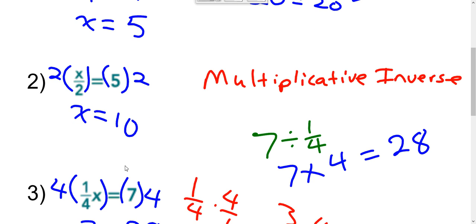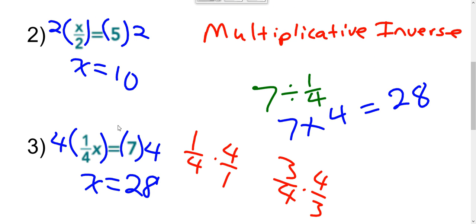All right, then we look at one with a fraction. Now, we could divide both sides by 1/4, all right? And that would basically end up being a 7 divided by 1/4, which is the same as 7 times 4, which is 28. Okay, we could do that, but we could also do the multiplicative inverse, all right?